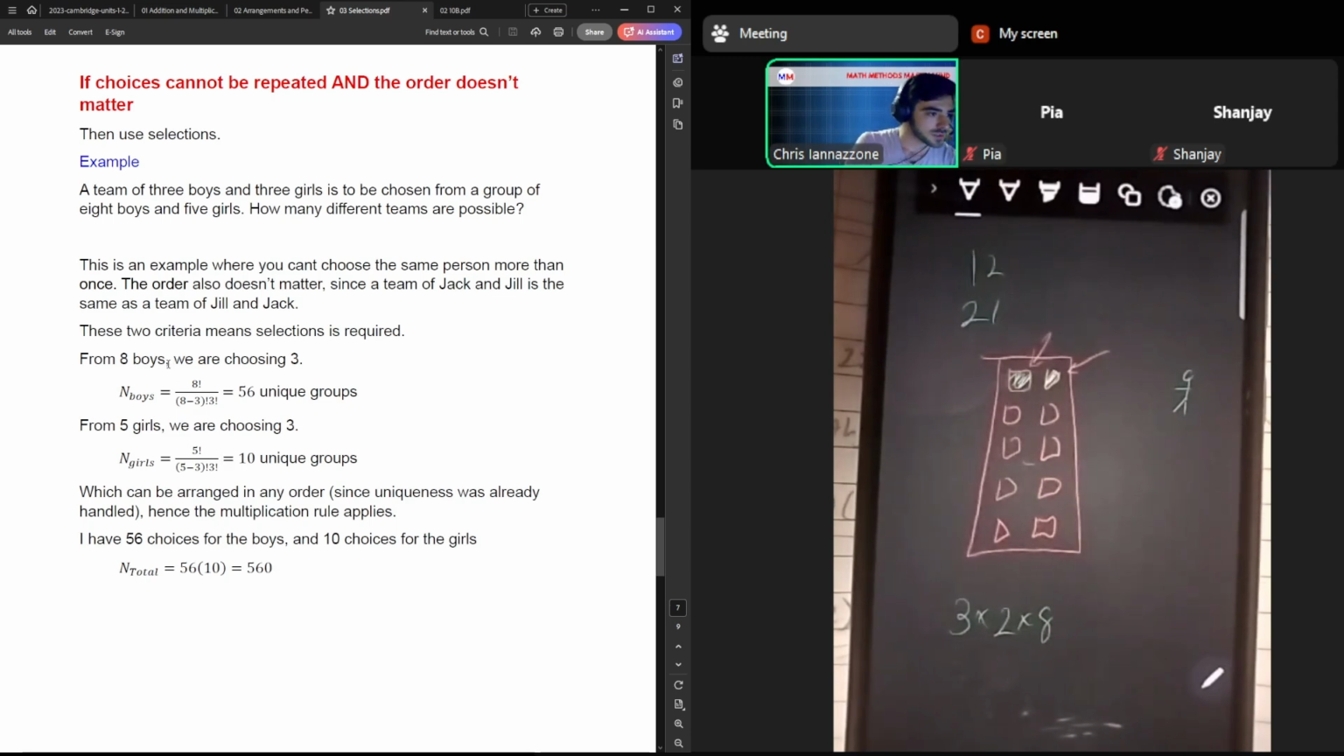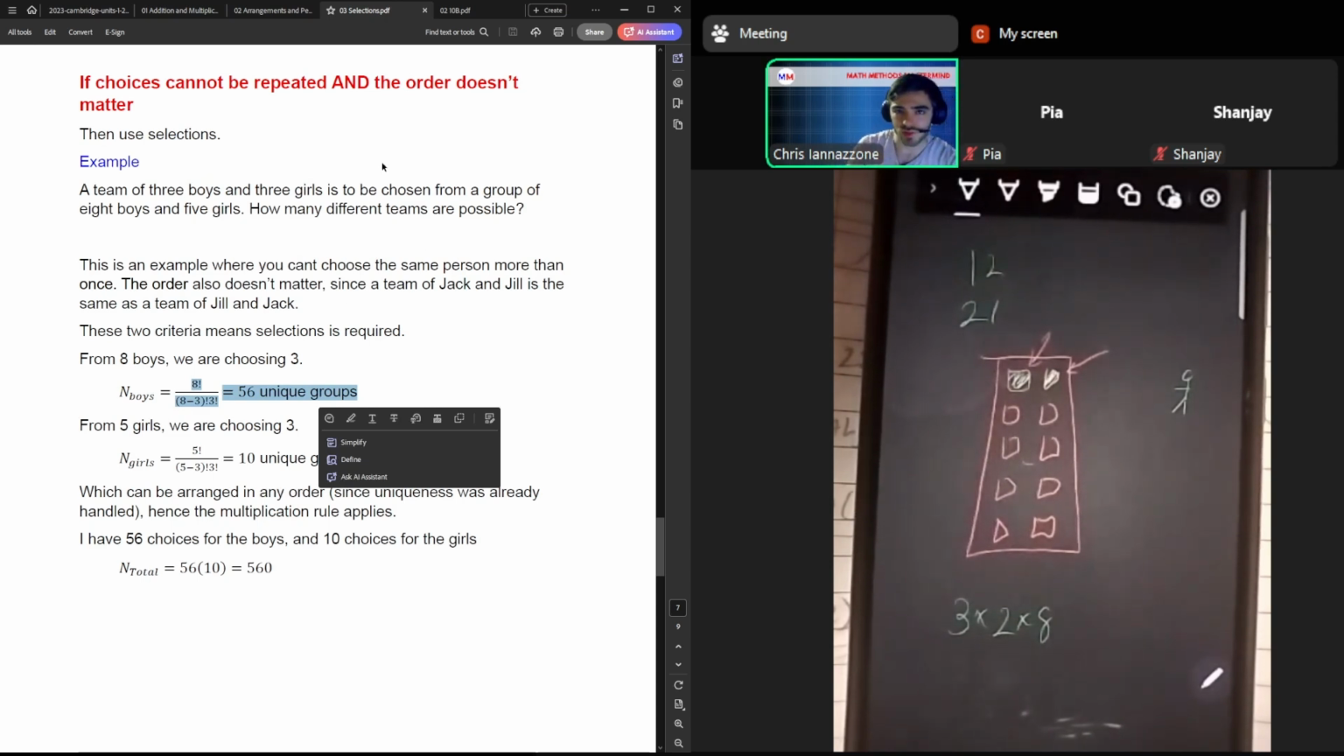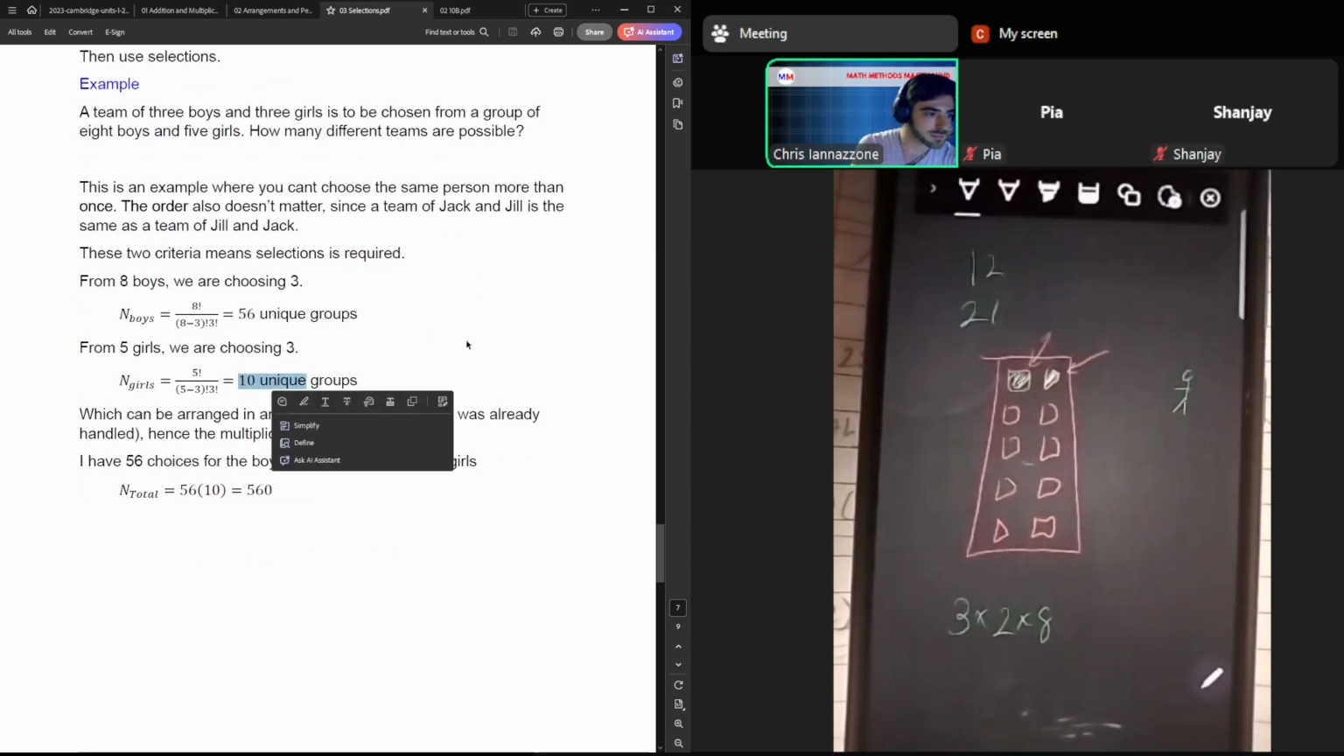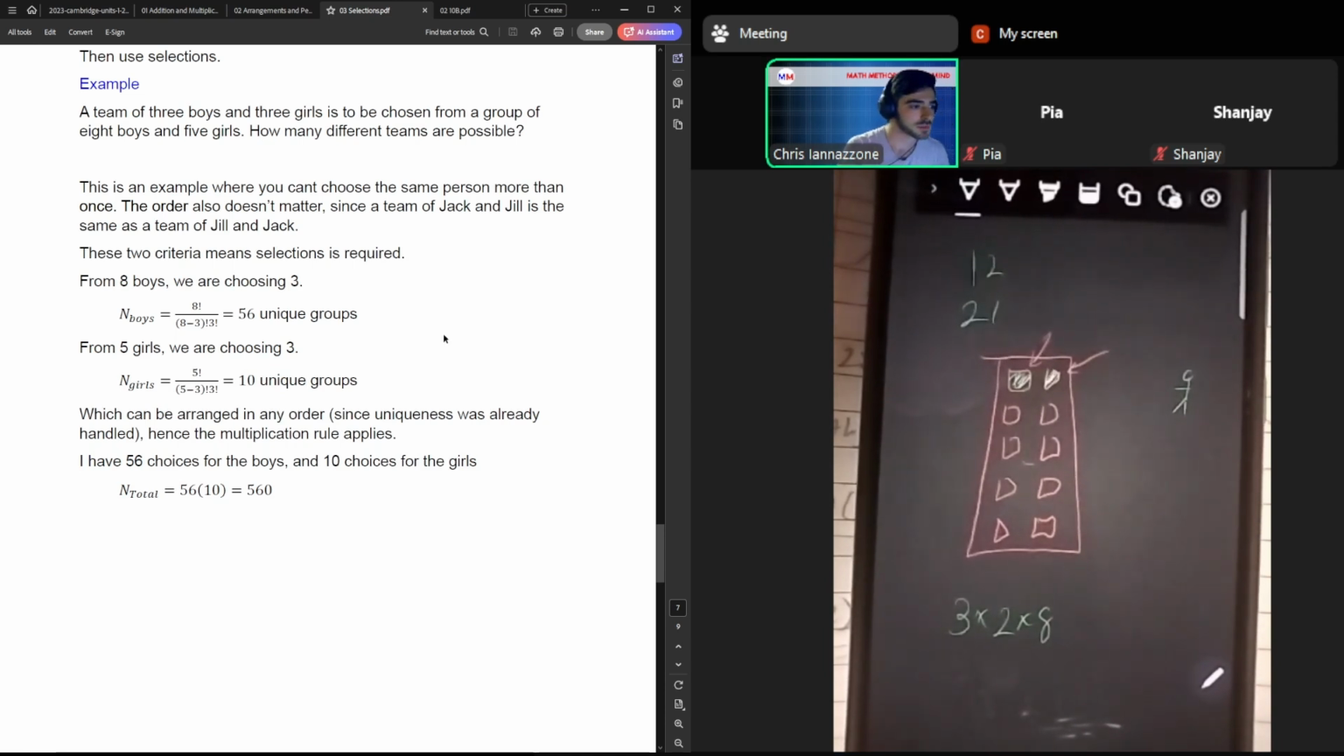So first things first, from the 8 total boys we have, we're choosing 3. So we're creating this team of 3 boys and 3 girls. We have 8 choose 3 for those boys. We're using selections because, again, the order in which you write 3 boys' names on a team doesn't actually matter. I guess unless one has an ego. And then for the 5 total girls, we're choosing, again, 3. So we're using selections again, 10 possible groups of girls that you could now combine.